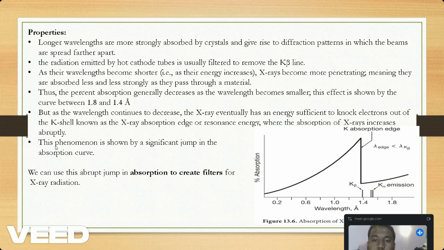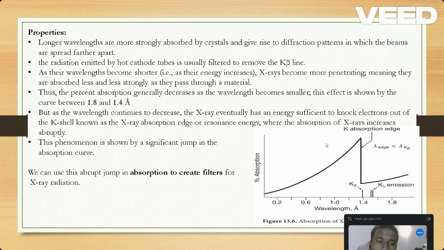But as the wavelength continues to decrease, the X-ray eventually has an energy sufficient to knock electrons out of the K shell, known as the X-ray absorption edge or resonance energy, where the absorption of X-rays increases abruptly. You can see the absorption here is the maximum, and then it decreases. So this phenomenon of significant jump is shown by the absorption curve here. We can use this abrupt jump in absorption to create filters.